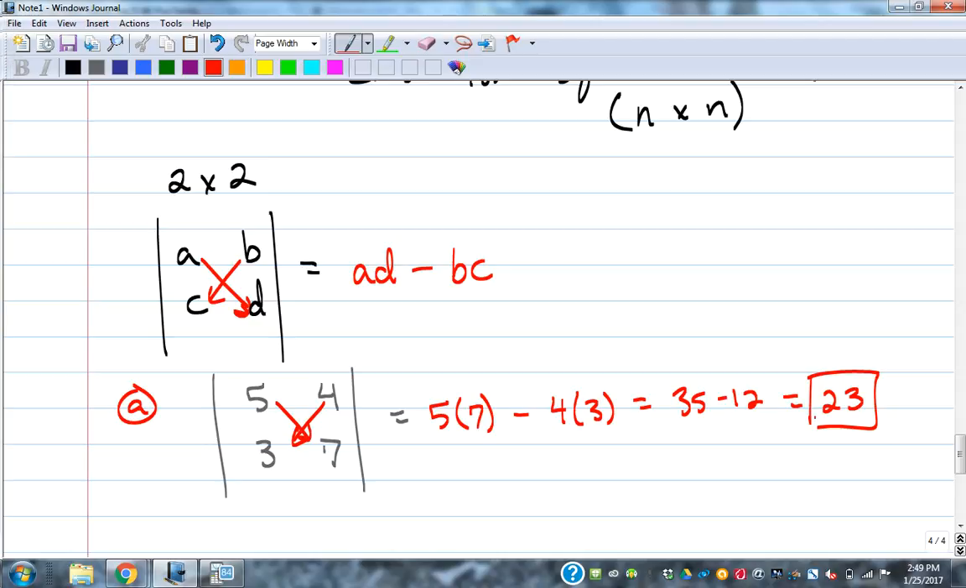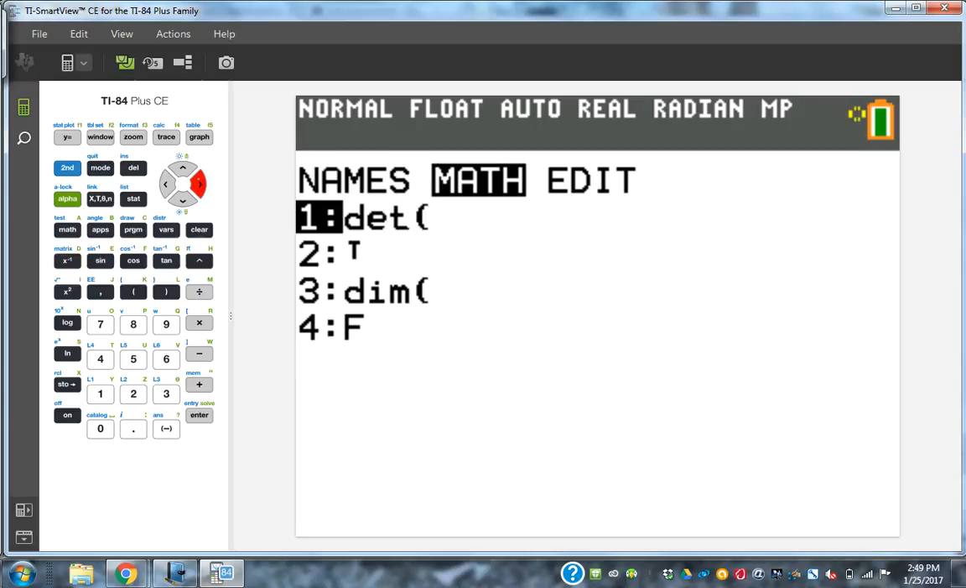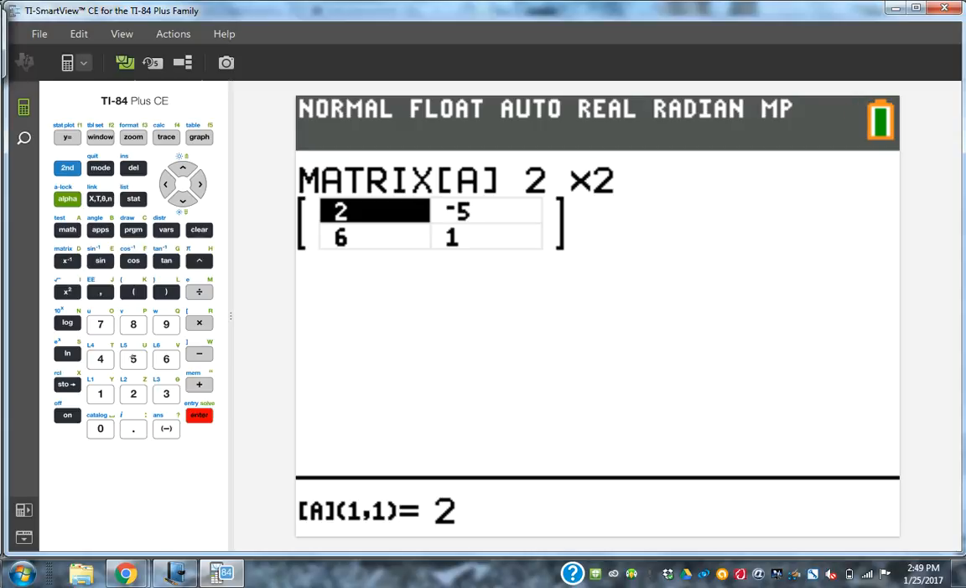We'll show you how to do that on the calculator. 2 by 2s, again, I do by hand because it's quicker. But I'm going to show you how to get that with the calculator, and then we'll do a bigger one. With the calculator, you're going to enter that matrix. So I'm going to go to second matrix, go over to edit, and I'm going to pick a matrix to put that into. I'm going to put it into matrix A, a 2 by 2, 5, 4, 3, 7.